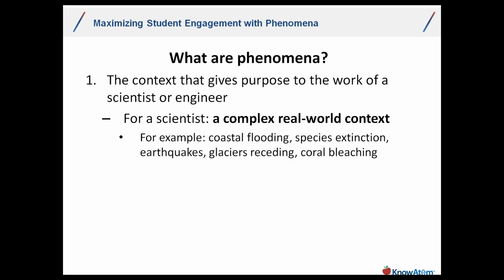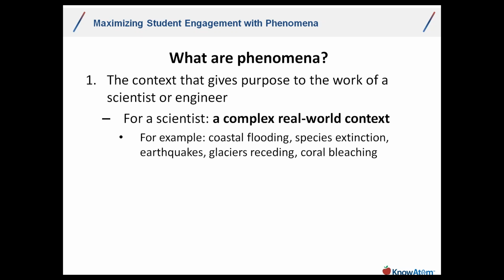Now, phenomena break into two branches in these standards. There's the science and there's the engineering. So as a scientist, phenomena is a complex real-world context, something like coastal flooding or coral bleaching, glaciers receding, something like all of the debate around climate change, all of these little nuances that pop up in the media. All of these things are complex real-world phenomena, but it's not limited to climate change.